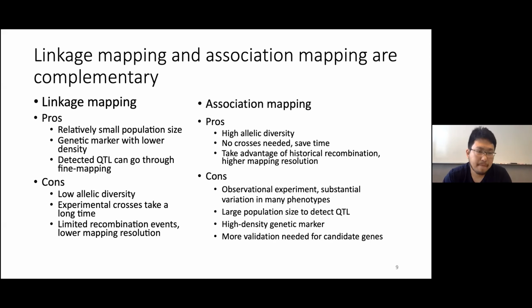Often the pros of one method are the cons of the other method. For example, for linkage mapping, let's take a look at the cons of this method. Usually people use biparental populations, sometimes multi-parental populations. So you make the experimental crosses and you create the recombination events yourself. First of all, that's going to take a long time if you want to self the F1 for several generations. So it takes a long time to make the population.